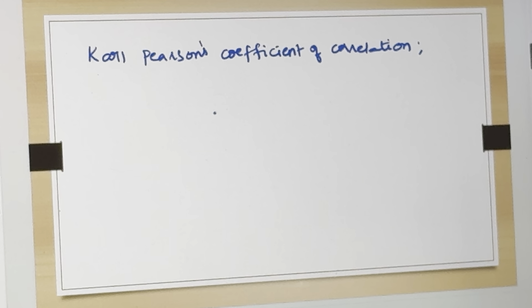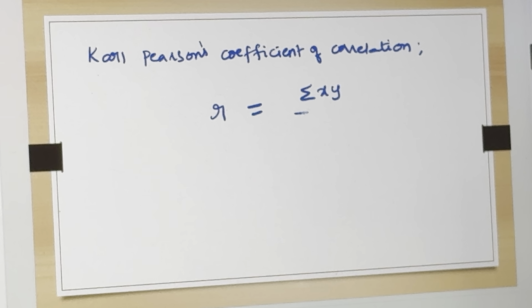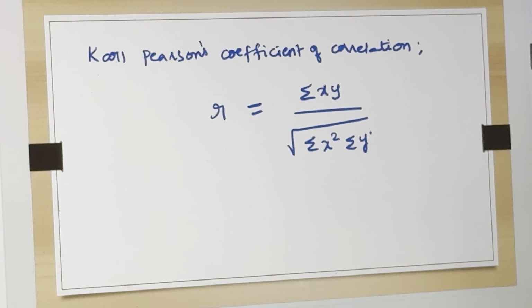Karl Pearson's coefficient of correlation. It is denoted by, what is the notation given? Denoted by small r. r is equal to, we can write it as summation xy upon under root of summation x square into summation y square. Now here, what are x and y? How do we define? x we can write as capital X minus capital X bar. y can be written as capital Y minus capital Y bar.